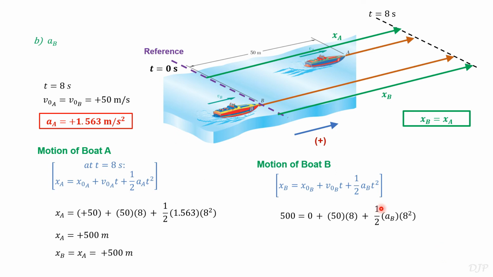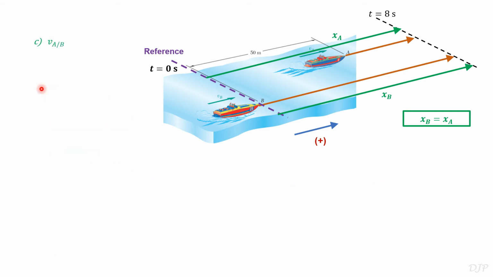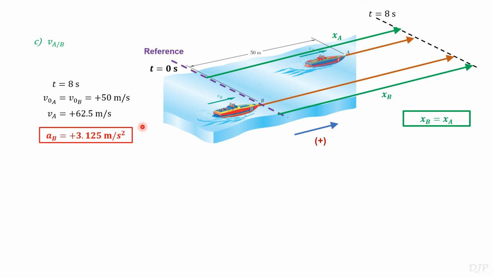So by substitution of known values, we can observe that the only unknown variable is a sub b. Therefore, we can find the value of a sub b, which is just equal to positive 3.125 meters per second squared. Lastly, we are required to solve for the relative velocity of boat A with respect to boat B. First, let's take note of the known values, including the obtained value for a sub b, or acceleration of boat B.